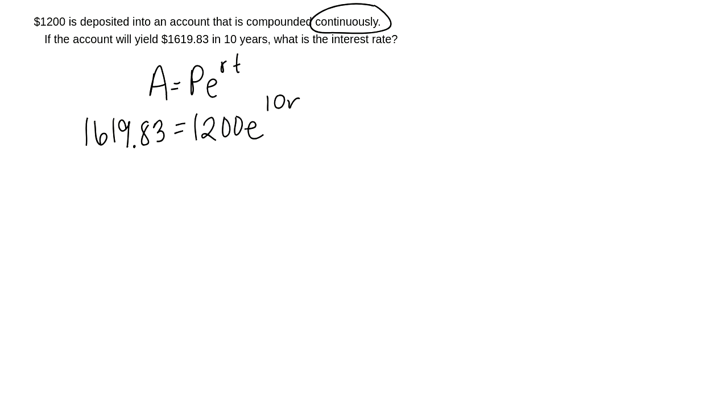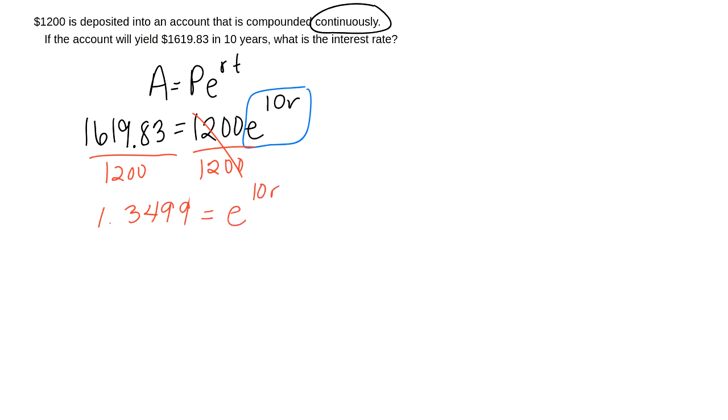So the exponential part is this part right here. The first thing we're going to have to do is divide both sides by the 1,200. When you divide $1,619.83 by 1,200, you get 1.3499 equals e to the 10R.